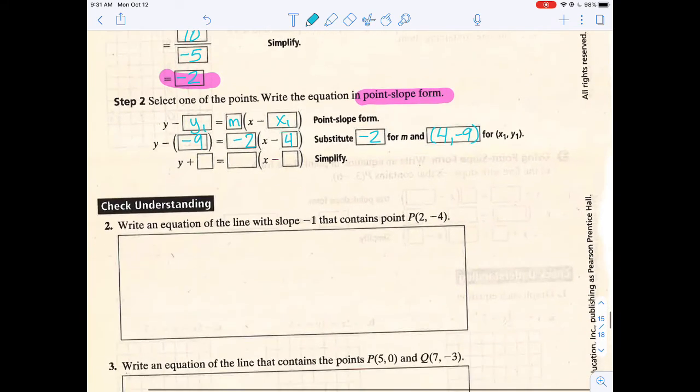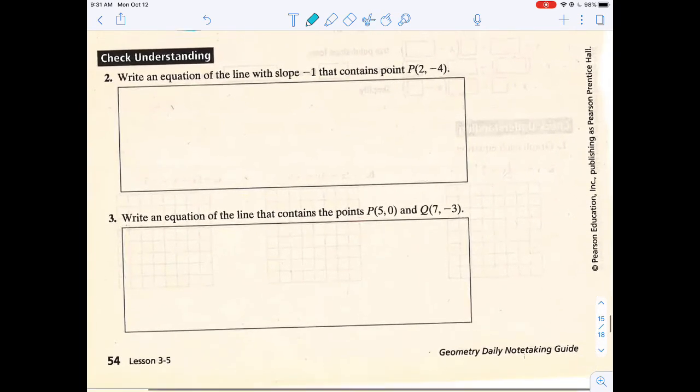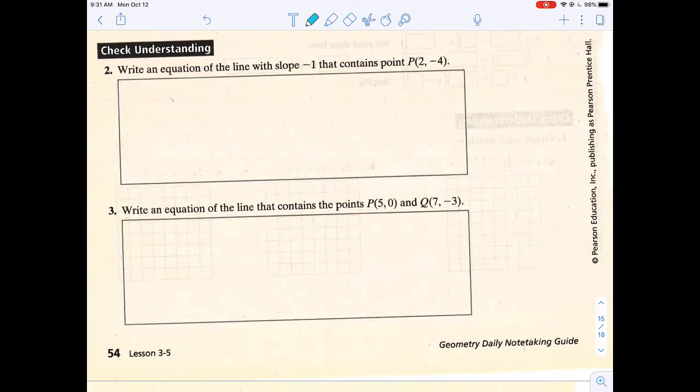Alright, so then all we have left to do is clean a few things up. Minus a negative 9 is actually plus a positive 9. The slope is still negative 2, and it's minus 4. So that is your final answer there. y plus 9 equals negative 2 times x minus 4. Okay, so then you've got a couple more check for understanding problems to do.